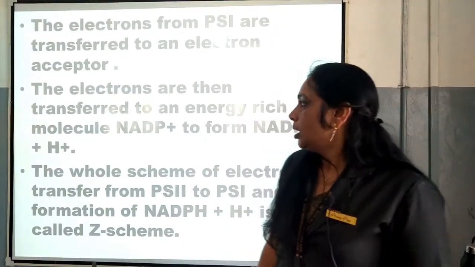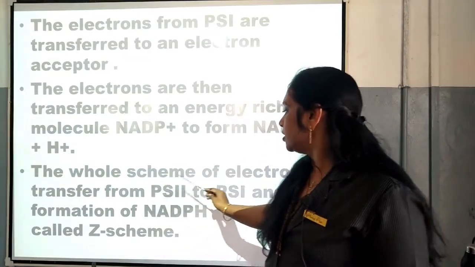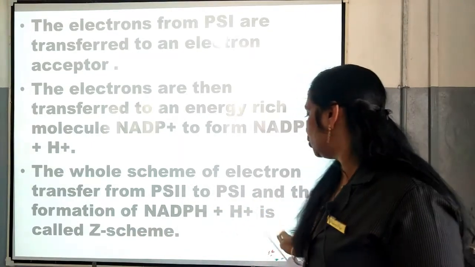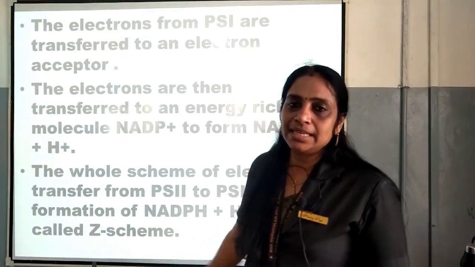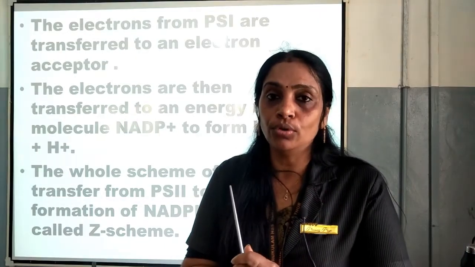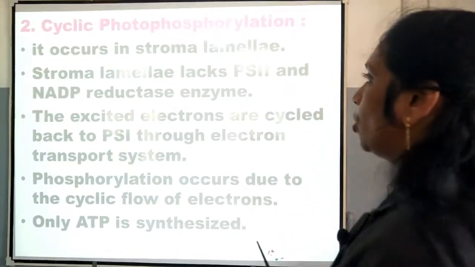NADPH2. The whole scheme of electron transfer from PS2 to PS1 and the formation of NADPH2 is called Z scheme. So that is related to non-cyclic photophosphorylation. My dear children, it is very important.